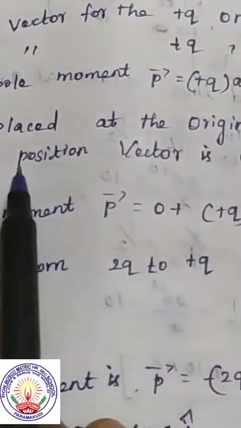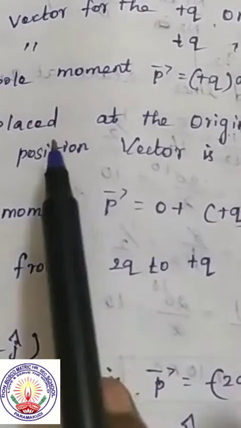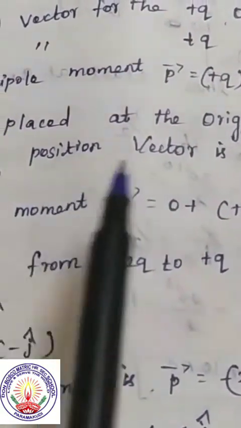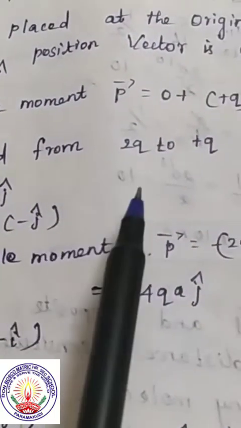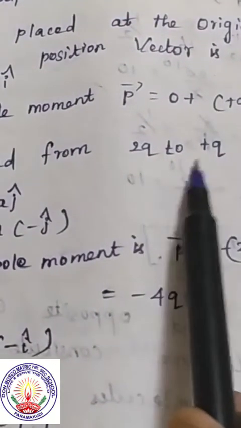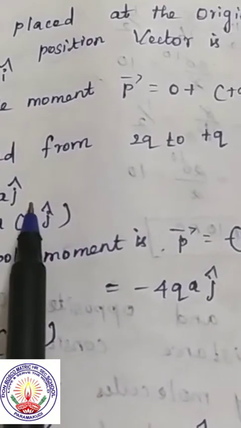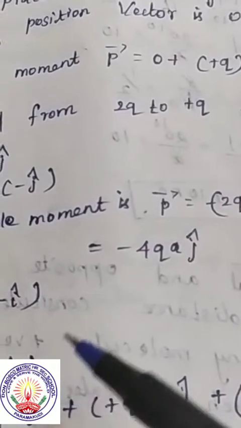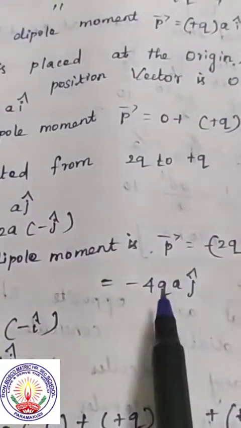And second diagram, the same concept, charge is placed on the origin, so the position vector is 0. For positive charge, what is the value? a i cap. So substitute, the dipole moment, we get the answer. And third diagram also, so what is the 2q? Plus q charge means what is the 2q charge and plus charge? Direction, y-axis means j cap, and downward means positive and up means negative. So we have to substitute the dipole moment, so we get the answer.